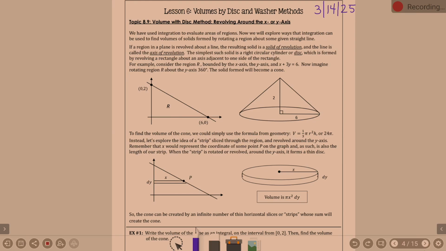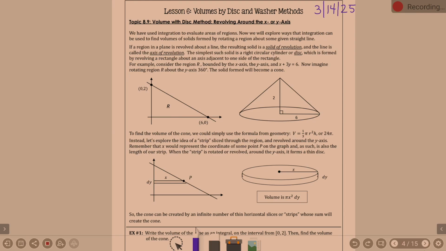The simplest such solid is a right circular cylinder or a disk, which is formed by revolving a rectangle about an axis adjacent to one side of the rectangle. For example, consider region R here, bounded by the x-axis, y-axis, and x plus 3y equals 6. I think we graphed that exact line yesterday, if I'm not mistaken.